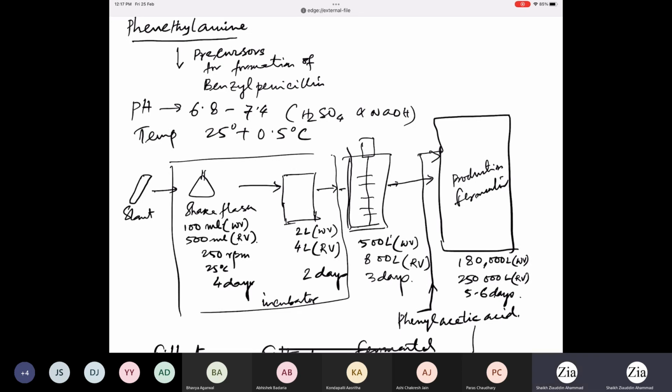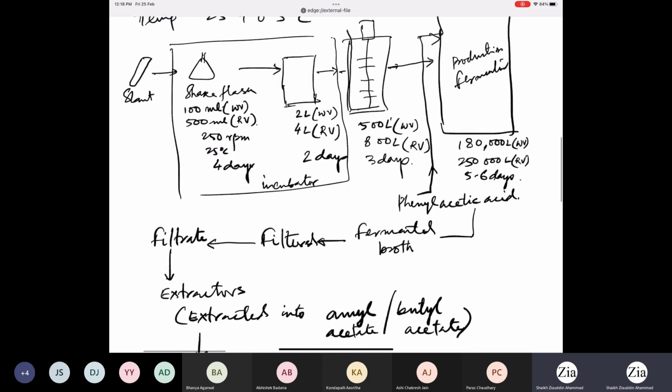So in the production fermenter, you keep it for 5 to 6 days, and there you add a small amount of phenylacetic acid. Even if you use corn steep liquor as your carbon source, still you add a little bit of phenylacetic acid just to make sure that the production of penicillin G is there at the end of the process. Meaning at the end of the process, you actually get penicillin G.